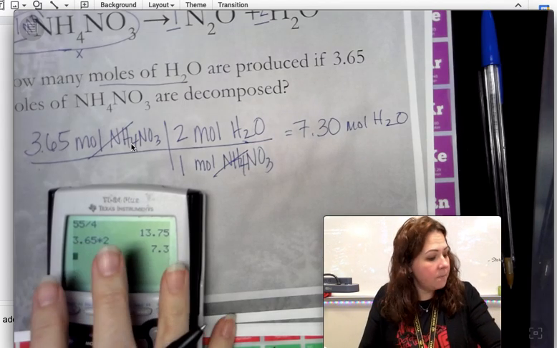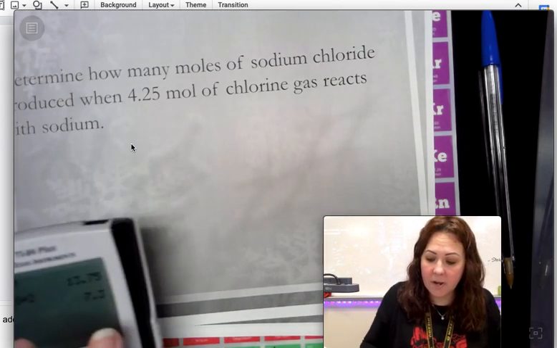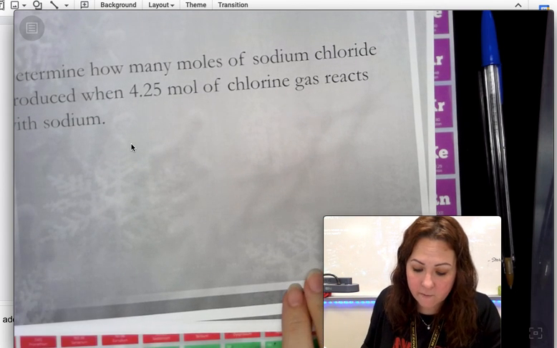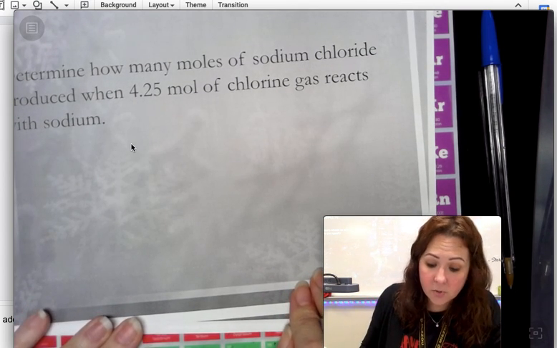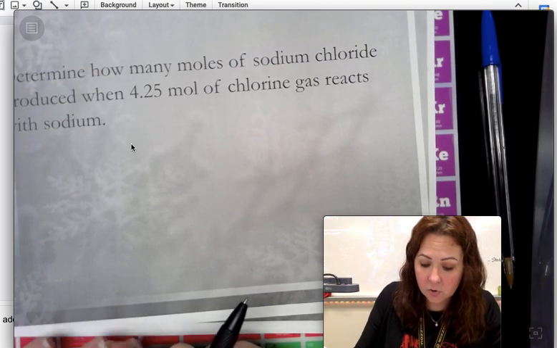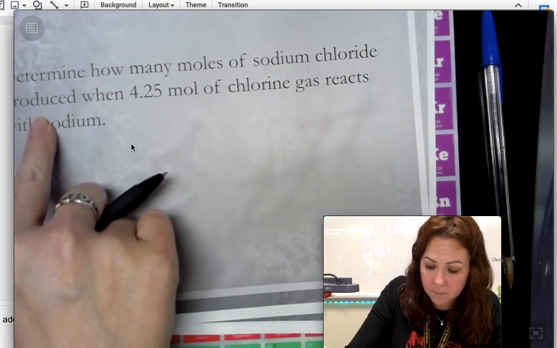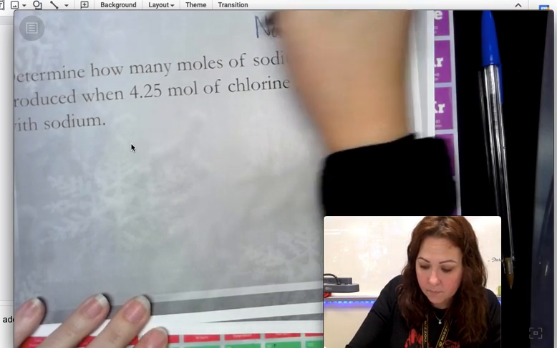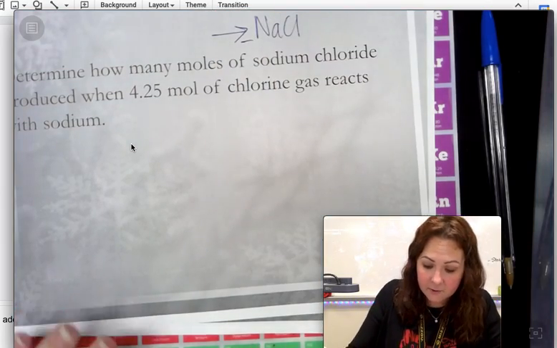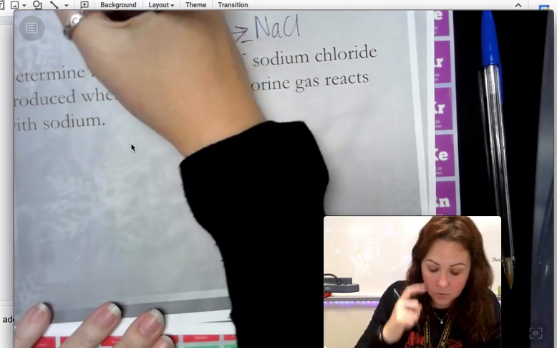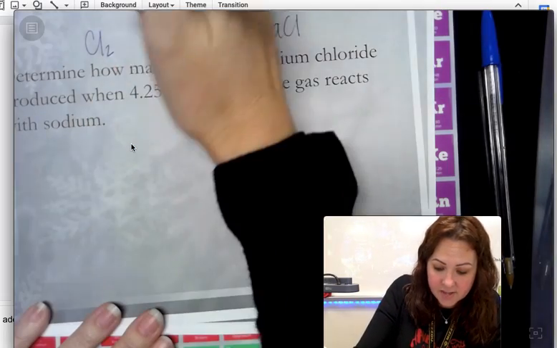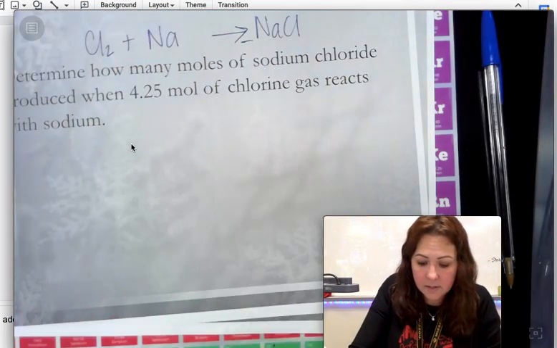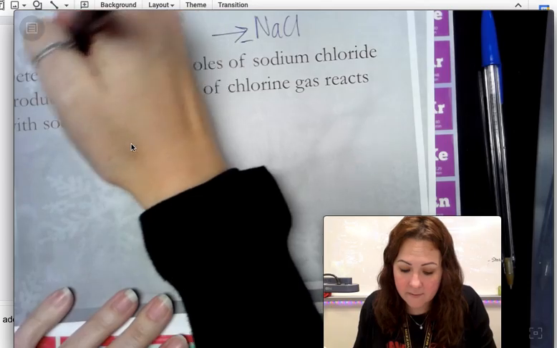To look at another one, this one says determine how many moles of sodium chloride are produced when 4.25 moles of chlorine gas reacts with sodium. So I don't have a balanced reaction. Sodium chloride is produced, so I know that I'm going to have that. I have chlorine gas. Chlorine is a Brinkelhoff, so it gets a 2. It reacts with sodium. That's just Na. It's all by itself. It doesn't get any numbers because it is not a Brinkelhoff.